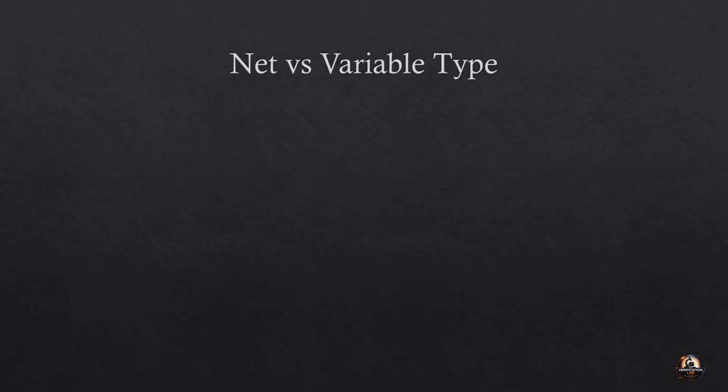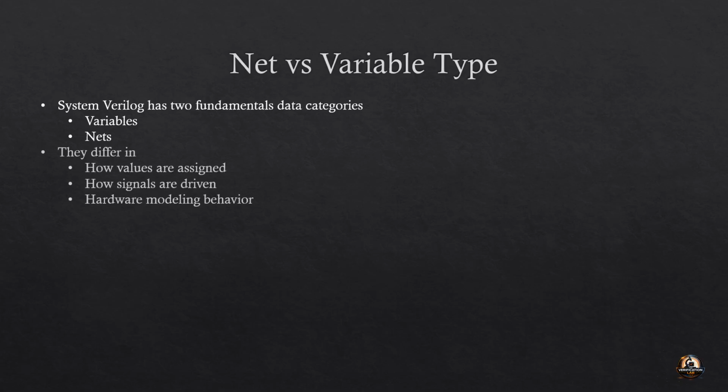In SystemVerilog, everything revolves around two main concepts. Think of it like a net is equal to a connection and a variable is like storing the value, like memory. And if you mix them up, your design and testbench can behave differently. So how do they differ? They differ in how values are assigned to them, how signals are driven, and how hardware is modeled.